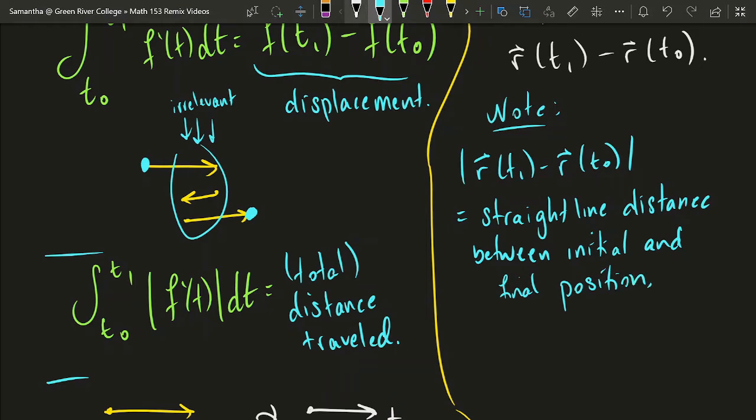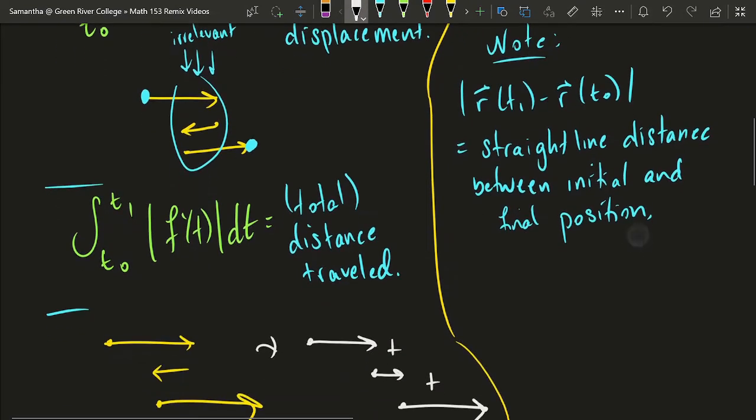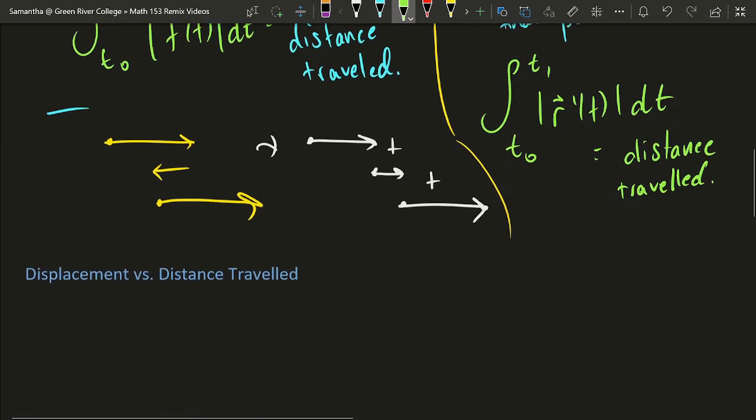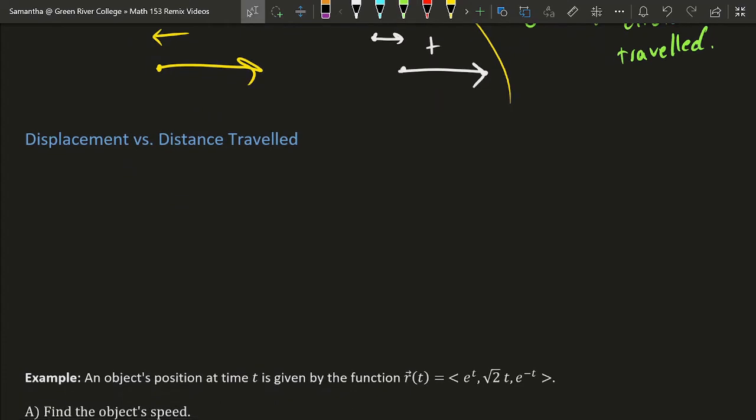Now finally, if you did not want to find the displacement, the straight line distance between your initial and final position, if instead you wanted to find your total distance traveled, then once again, that can be found by integrating the speed, integrating the magnitude of your velocity vector.